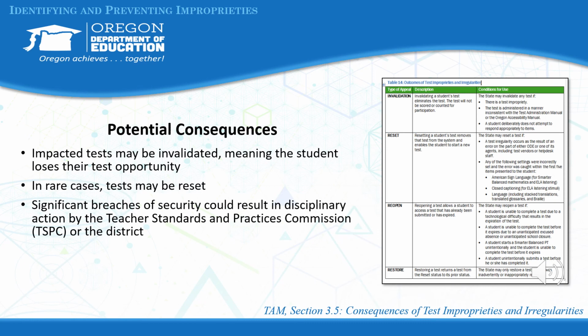When an impropriety occurs, ODE will work with the DTC to confirm the appropriate outcome. All possible outcomes are summarized in Table 14 of Section 3.5 of the TAM, shown here on this slide. Although ODE works to mitigate impact on students, due to the severity of the incident, the impacted tests must be invalidated. Under certain conditions, as described in Table 14, it is possible that a test may be eligible to be reset, reopened, or even that there is no impact.